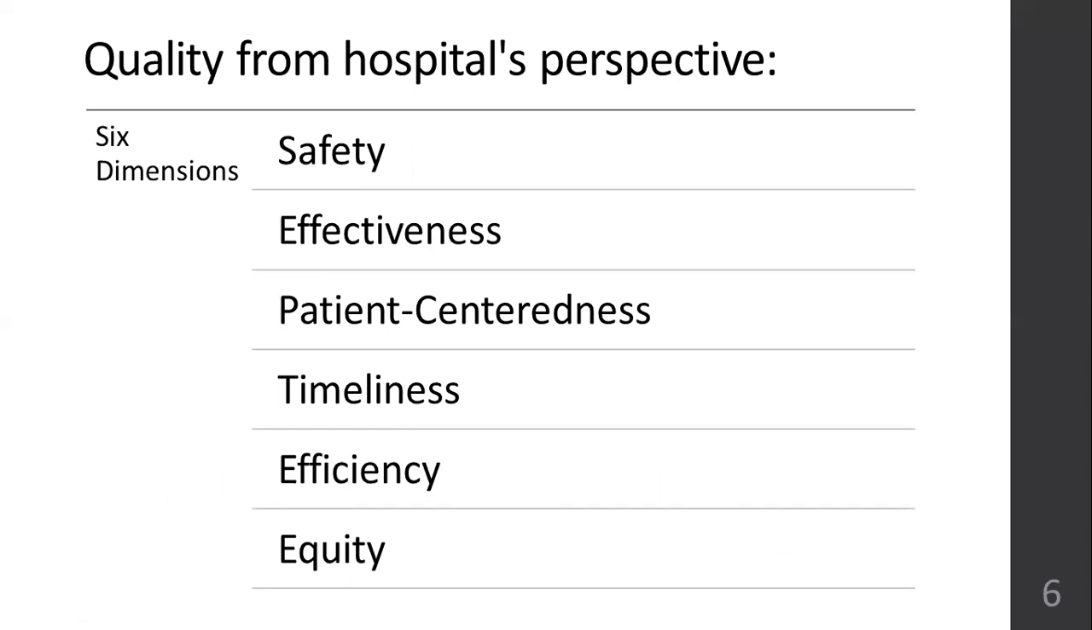Quality from the hospital's perspective is six dimensional. First is the safety of patients, staff and visitors. Patients will think about their own health and their own safety. But the hospital has to think about the patient's safety, staff and employee safety, the people who visit them, and students who are being trained under them.